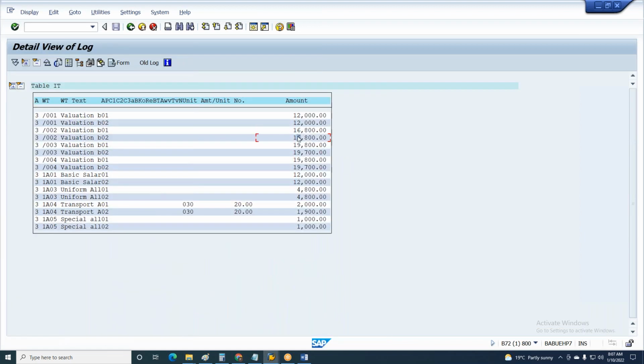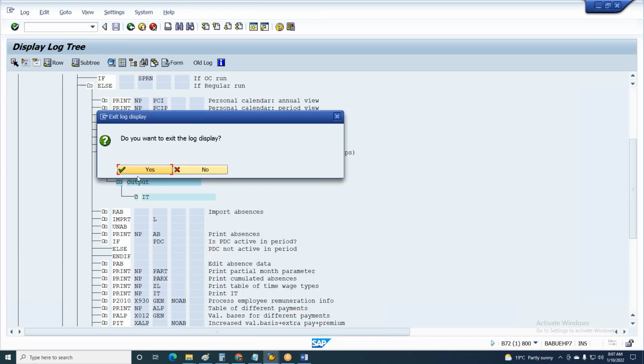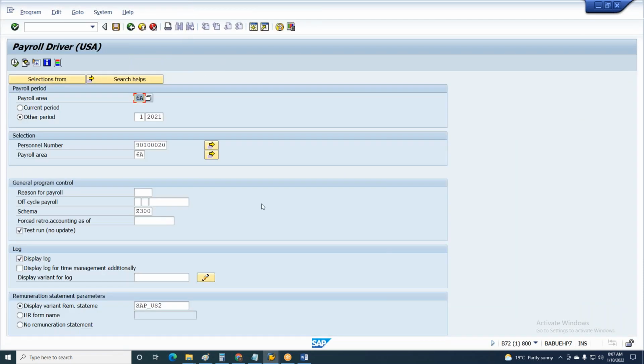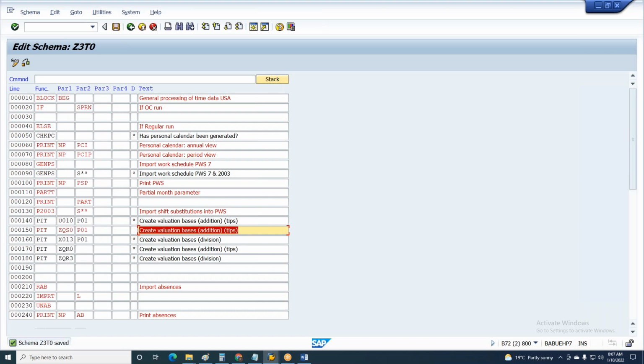We are getting the same basis. Now, rates calculations, the division part. SAP has provided another template rule, which is X013. Take it.